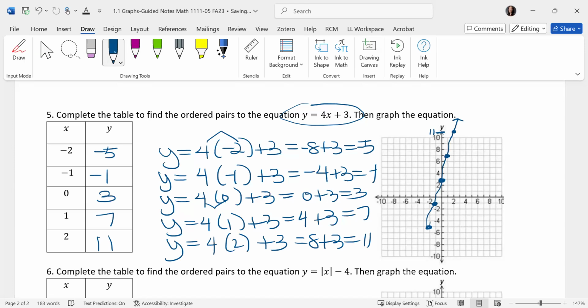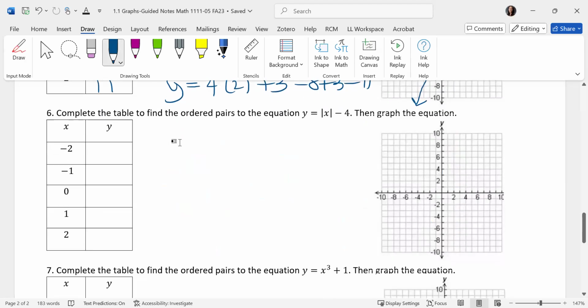And it's a little wiggly, but it's supposed to be a line. It's a line, a linear graph. And whenever it's in this form, y equals 4x plus 3, we're also going into linear functions. You're always going to get a line as your graph. Okay, and let's move on to number 6.